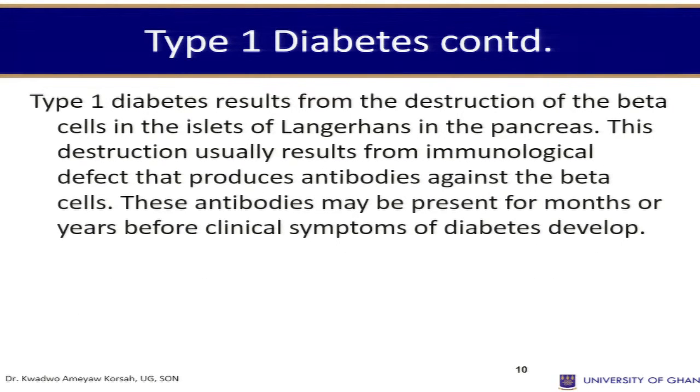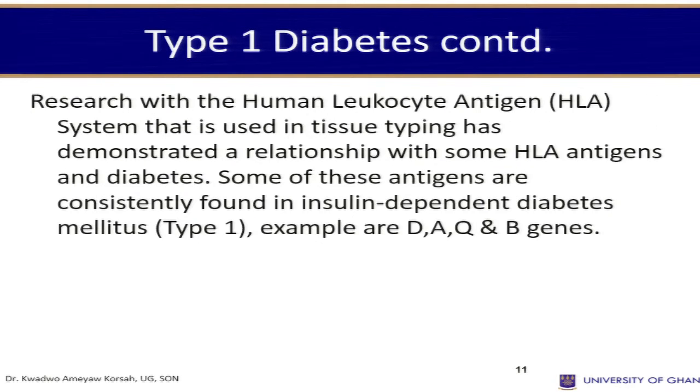Type 1 diabetes results from destruction of the beta cells in the islets of Langerhans in the pancreas. The destruction usually results from immunological defects that produce antibodies against the beta cells. And these antibodies may be present for months or years before clinical symptoms of diabetes actually develop.